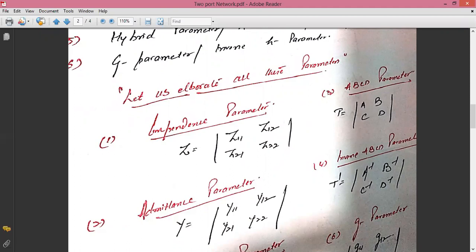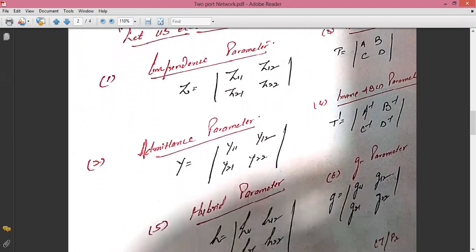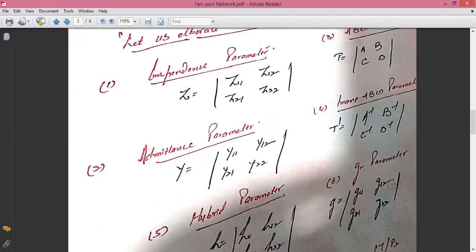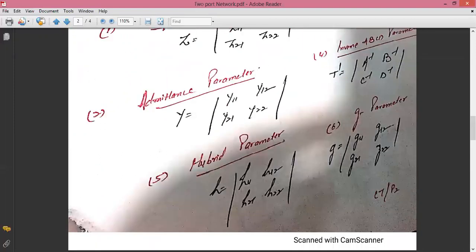Like you have the admittance parameter, that is denoted by Y. It equals Y11, Y12, Y21 and Y22. Like you have the transmission parameter, it will be T, and the parameters are A, B, C, D. Next you have the inverse ABCD parameter, that is inverse T, A dash, B dash, C dash and D dash, and similarly you have H and you have G.